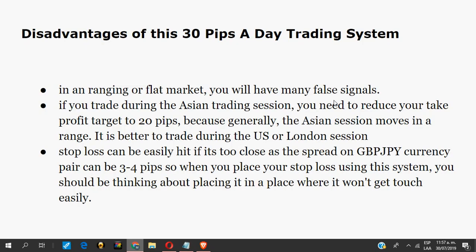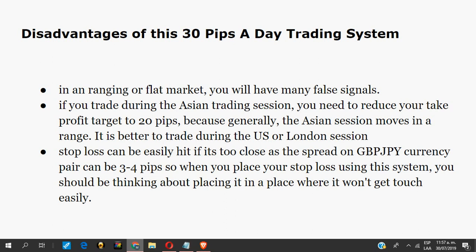As you can see, it's very easy to use this strategy every day in the pound-yen pair. But of course, there are some disadvantages of this 30 pips a day trading system.